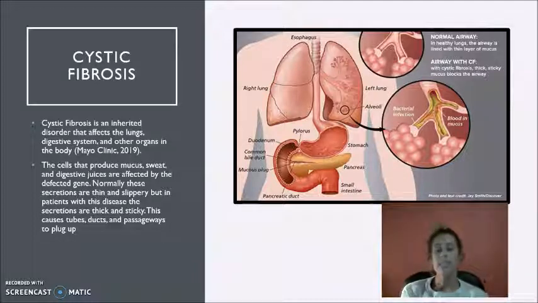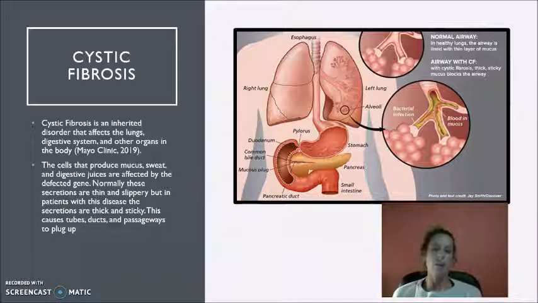Cystic fibrosis is different from COPD because this is an inherited disease. It's an inherited disorder that affects the lungs, digestive system, and other organs in the body. Basically, the cells that produce mucus, sweat, and digestive juices are affected by a defective gene. Normally these secretions are thin and slippery and act as a lubricant within your organs and your body.